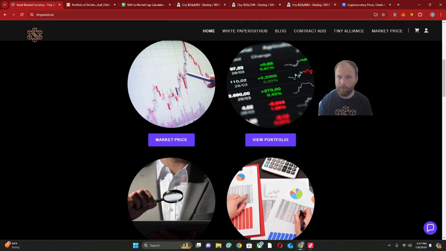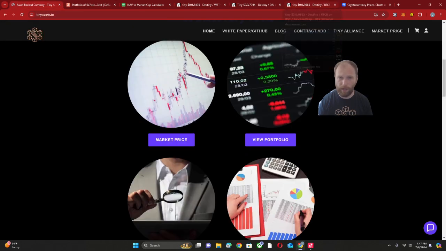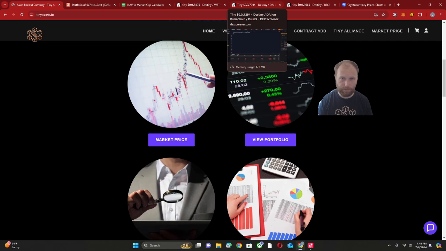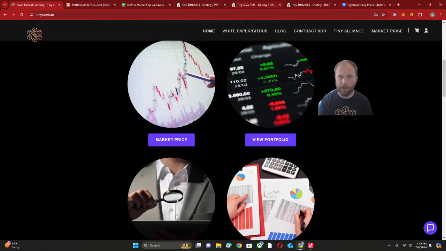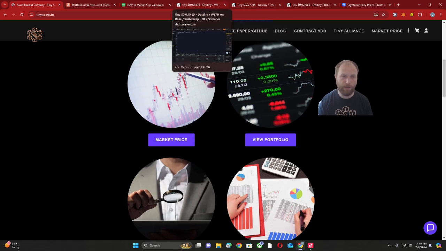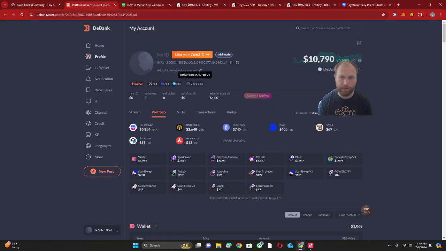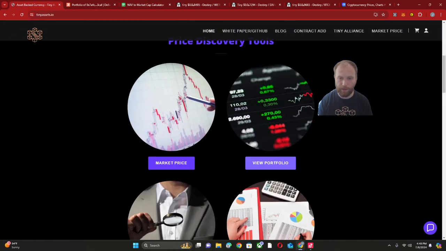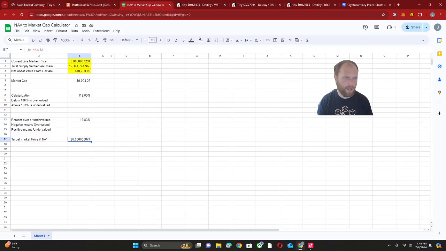As you can see, the BNB chain right here is at 0.9. The Pulse chain is at 0.7, and this one's at 8. So you can take that over to the calculations, because you can view the portfolio just right here on the website. View the portfolio, get that total number there, and then you've got the assets under management. You can put that all right there and compare it to the market cap.